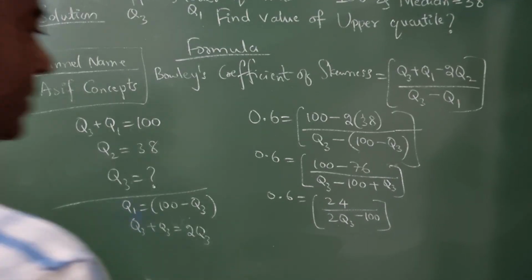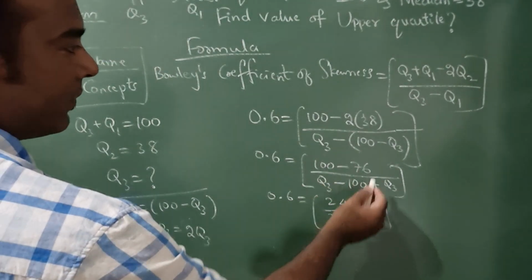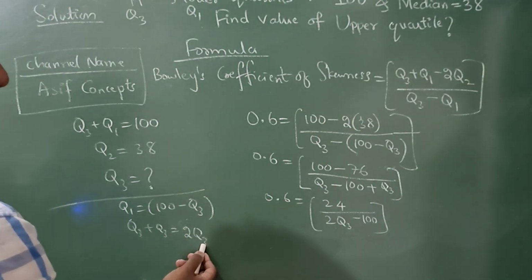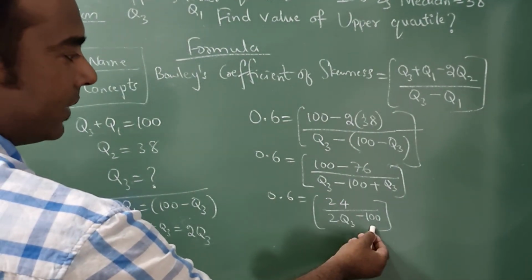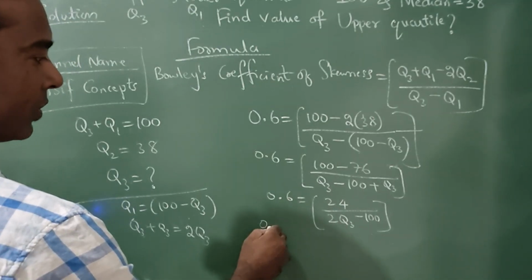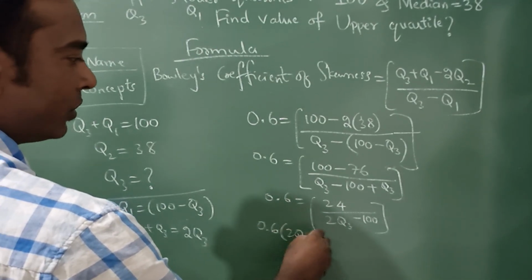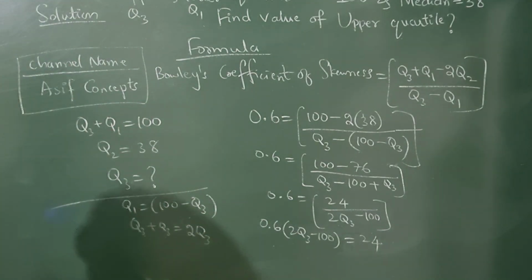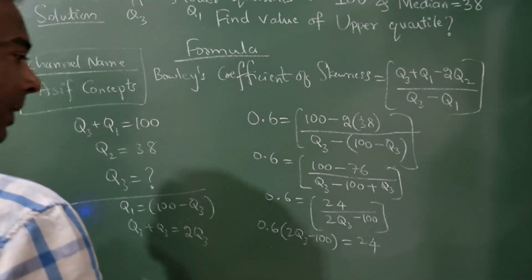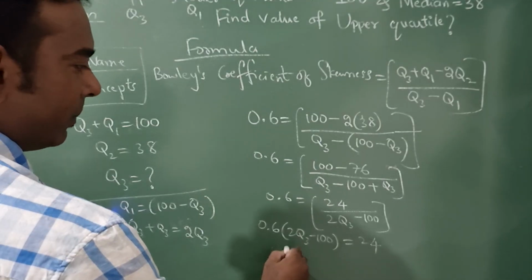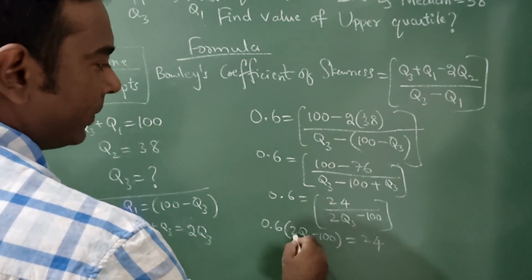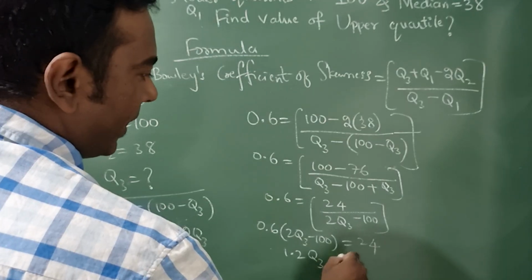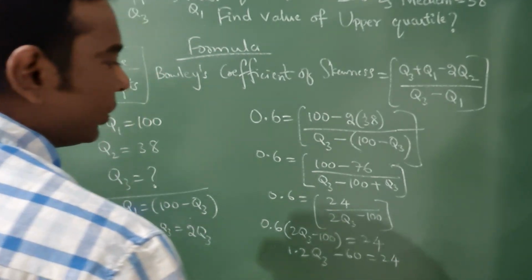Sorry, let me explain once again. 100 minus 76 is 24. Q3 plus Q3, I have written 2Q3. Okay, minus 100, cross multiply. 0.6 into 2Q3 minus 100 is equal to 24. Fine. Now if you multiply this, it will be 1.2 Q3 and this will be minus 60 is equal to 24.